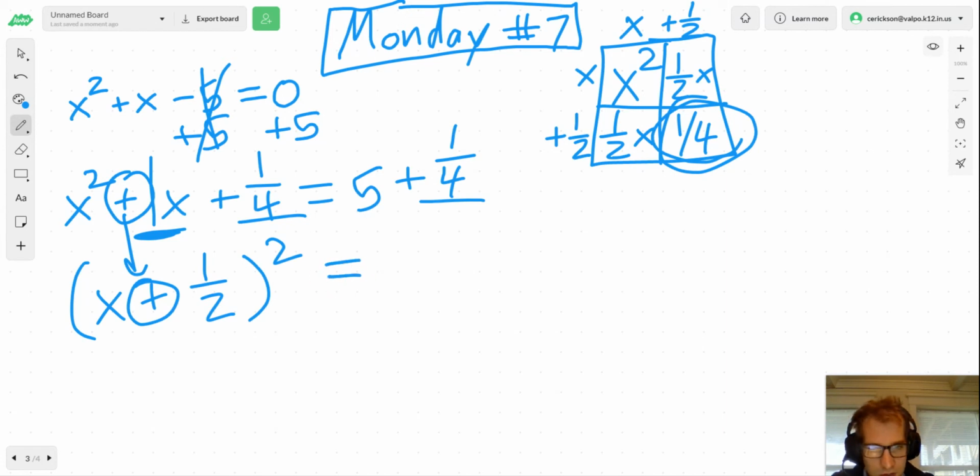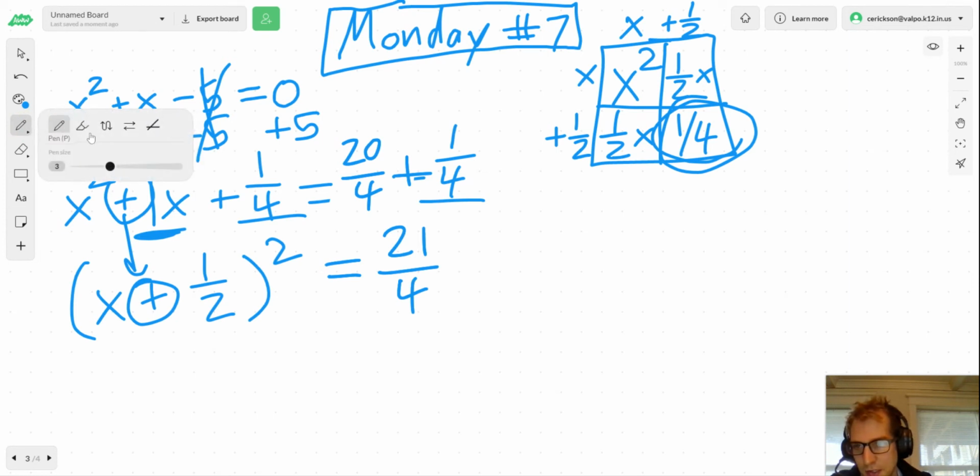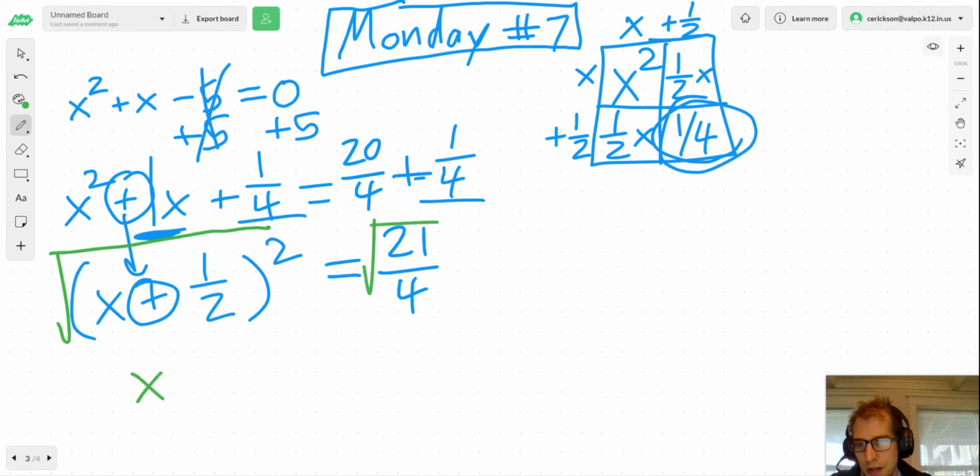All right, over here equals, I'm going to go ahead and put those together. If you think of 5 here, if you rewrite 5 as being over 4, it would be 20 over 4. So put those together, we get 21/4. Okay, and then we're going to go ahead and take a square root here of both sides. We'll get x plus 1/2 here is equal to plus or minus square root of 21.